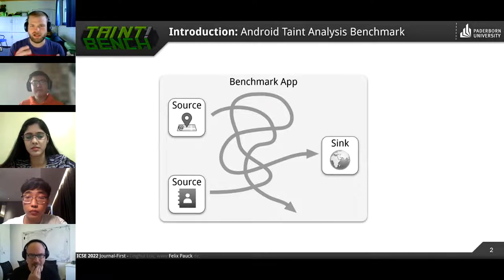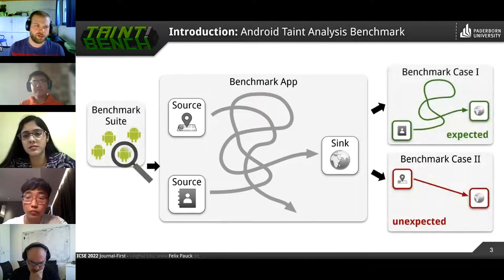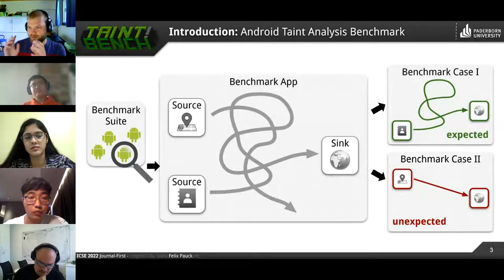This is sensitive data and you don't want it to be leaked at a sink that, for example, uploads data to the internet. So in a benchmark or a benchmark suite for Android now, you have dozens or hundreds, even thousands of these apps. And for each app to be usable as a benchmark, we have to document the ground truth or baseline in terms of benchmark cases. So here we have two examples. The contact source, for example, is connected to the sink. So we expect that this taint flow is found. That's why it is an expected benchmark case.